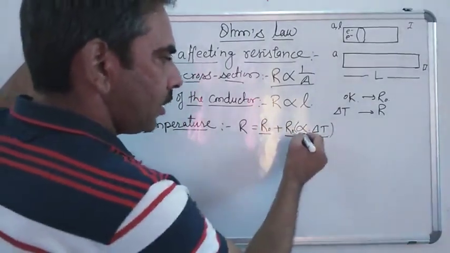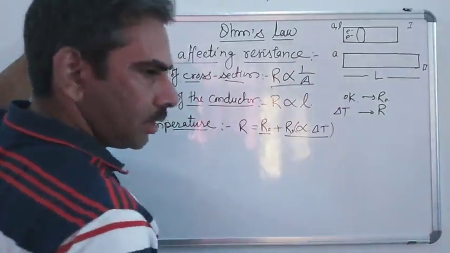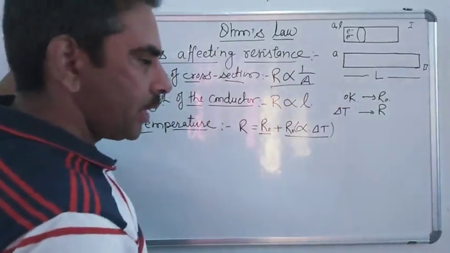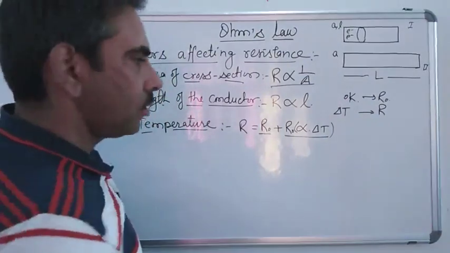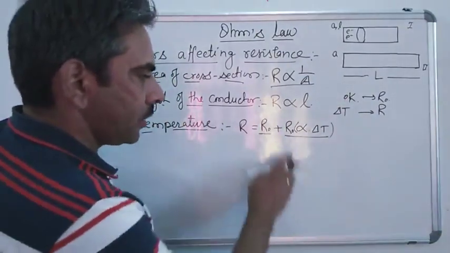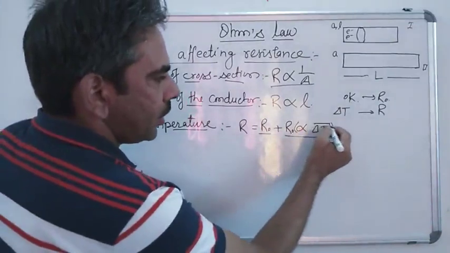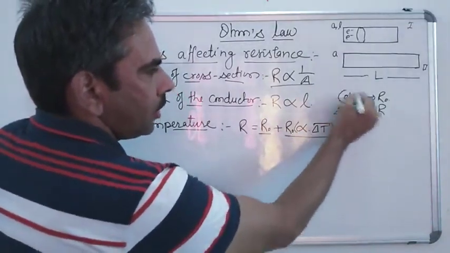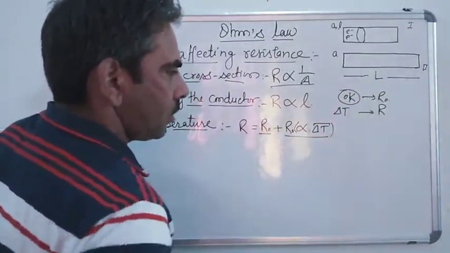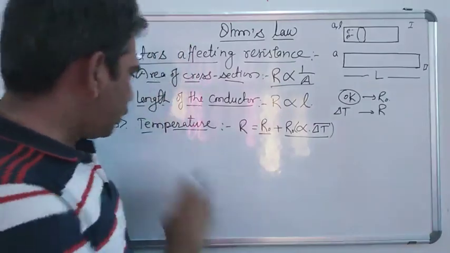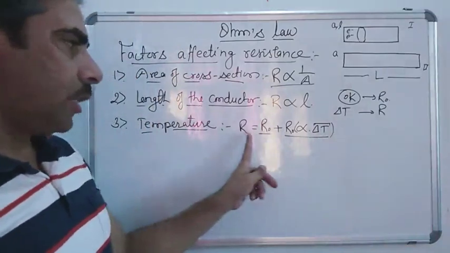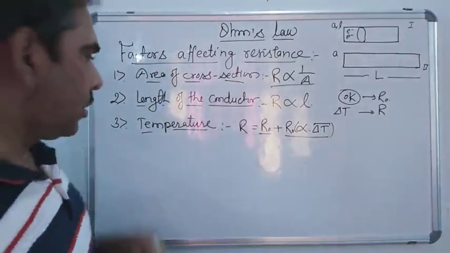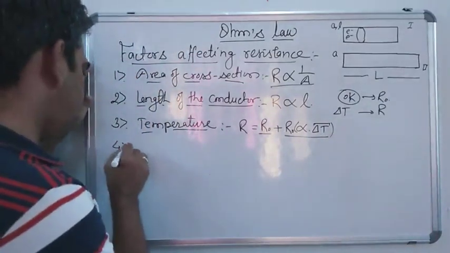So alpha is nothing but a property of this conductor. It is called the temperature coefficient of resistance of the conductor. It will be different for different materials. And delta T is the temperature change from the earlier value at which the resistance is R naught. So this is the relationship which says that the more the temperature change, the more the resistance, from this expression.